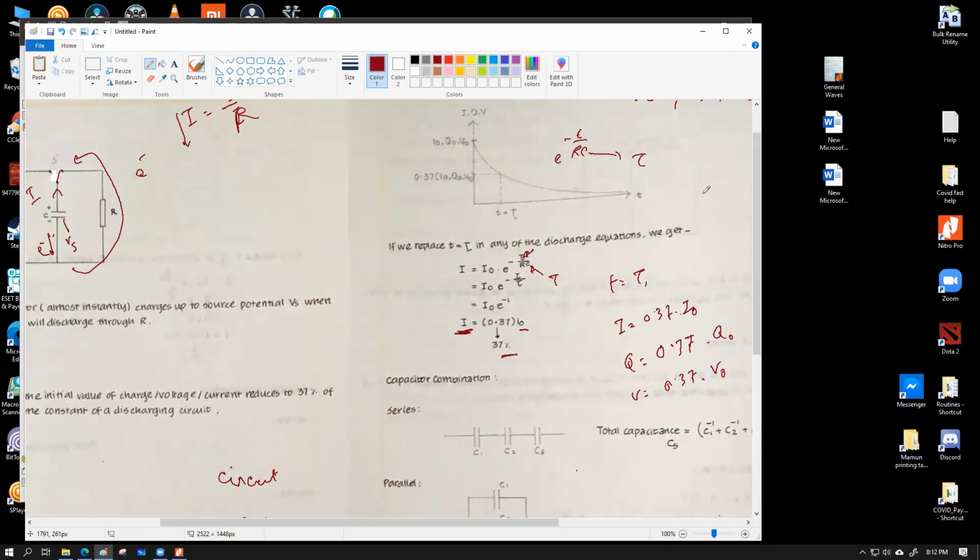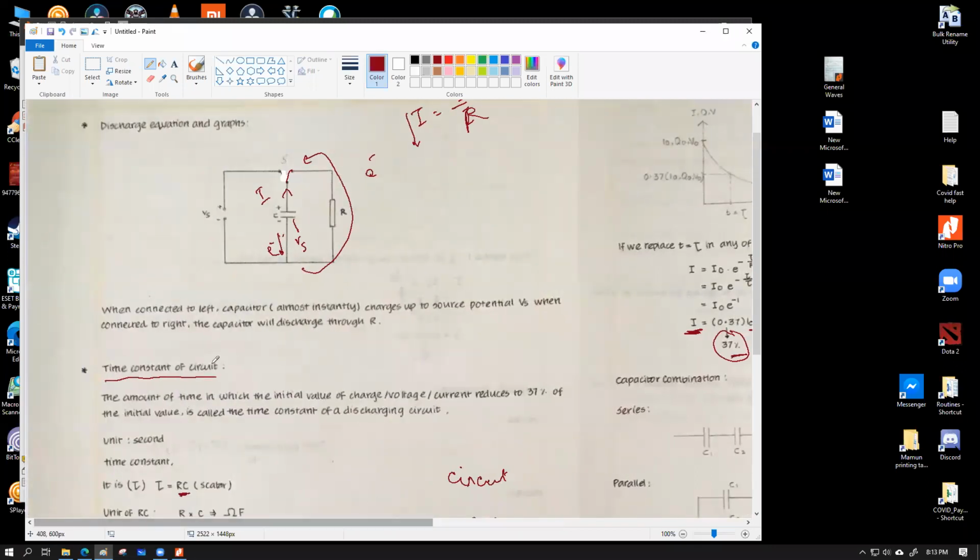The product of RC, the product of these two quantities is what we are defining as the time constant. I have not shown you the definition yet. I'm showing you the mathematical derivation of this part, where this 37% is coming from. Using this 37% information, we can give the definition of the time constant.